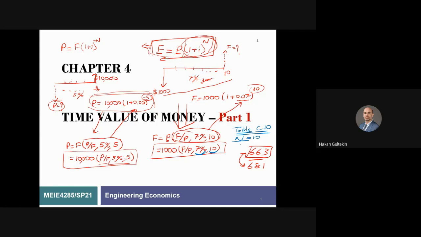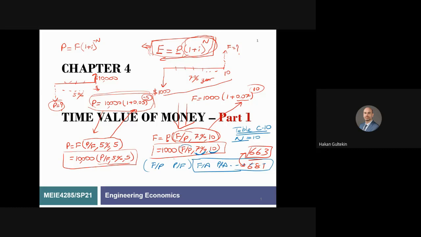And then in this row, at the top, you can see that there are different factors. So the first one is F given P. The second one is P given F. And then we have F given A. And then we have P given A. And it goes like this. Until now, we only learned these two. We haven't learned the rest yet. We will learn it in today's lecture.